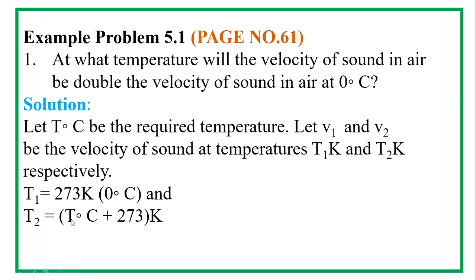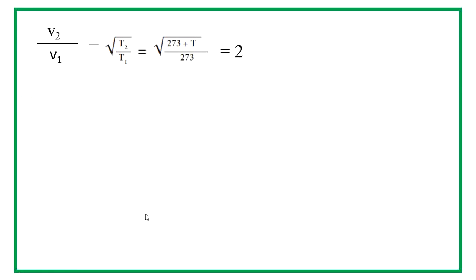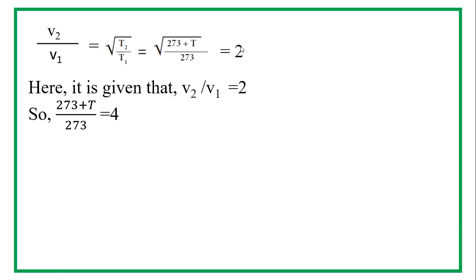And T2 is equal to T degree Celsius plus 273 Kelvin. V2 by V1 is equal to square root of T2 by T1 is equal to square root of 273 plus T by 273 is equal to 2. That is, instead of T2 we substitute 273 plus T, and instead of T1 we substitute 273. Here it is given that V2 by V1 is equal to 2.